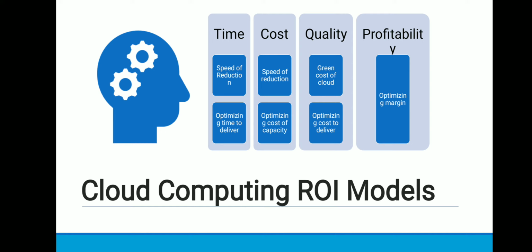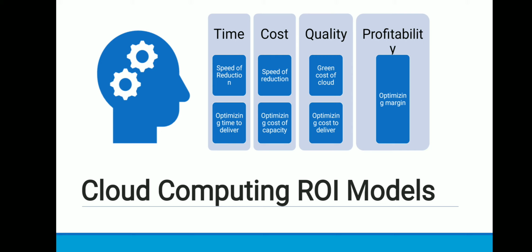Then the second dimension is cost. That also talks about the speed of reduction, but in terms of cost. So how do we compress costs by cloud adoption? Then rate of change of total cost of ownership reduction by cloud adoption. By the name it sounds the same, but there are different variables that we are looking at.